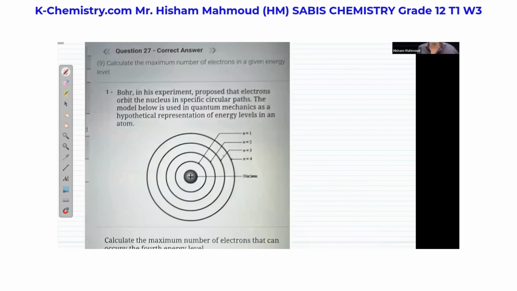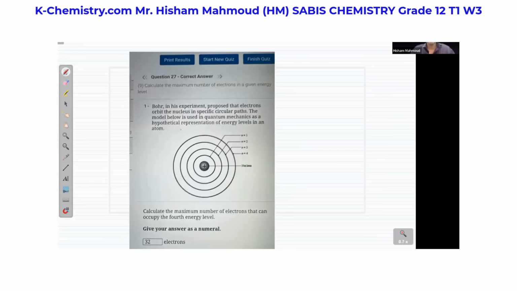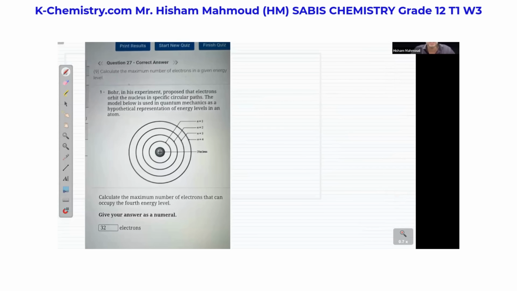Next question is 27. Mr. Bohr, in his experiment, proposed that the electrons orbit the nucleus in a specific circular path. The model below is used in quantum mechanics as a hypothetical representation of energy levels in the atom. First energy level is n equal to 1, second is 2, third is n equal to 3, fourth energy level is n equal to 4, and this is my nucleus. The maximum number of electrons that can occupy the fourth energy level can be calculated from this equation.